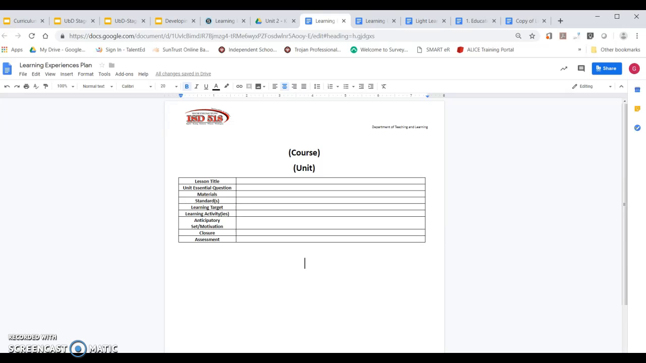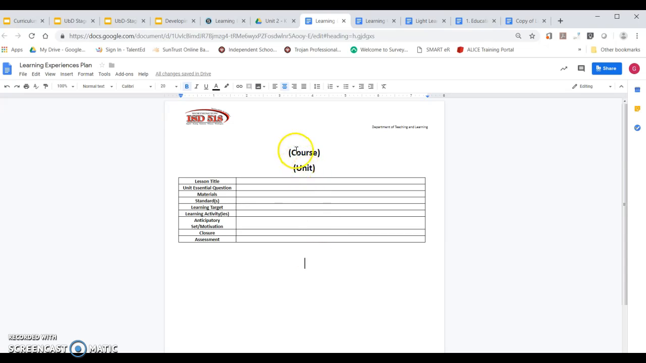So to start with, this is what a blank template would look like. You can see here, you're talking about what is your course, what is the unit, and then the different types of things that go on each of the learning experiences that we're planning. So in your folders in Google Team Drive, as you're developing curriculum, you'll just have one copy of this.